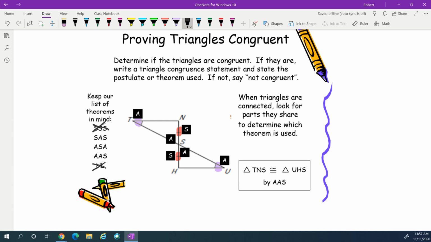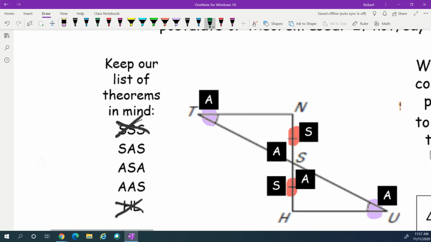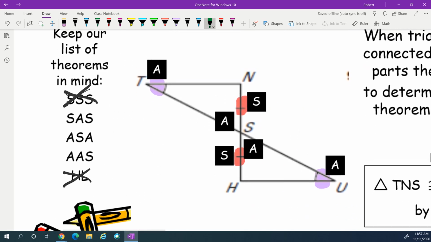And now it comes down to, what do I know? What can I figure out? Well, I can certainly figure out that we have a big X. There you go. I blew it up. I have a big X right there in the middle of the picture. And every time we have an X, we have vertical angles. So I know vertical angles are congruent.